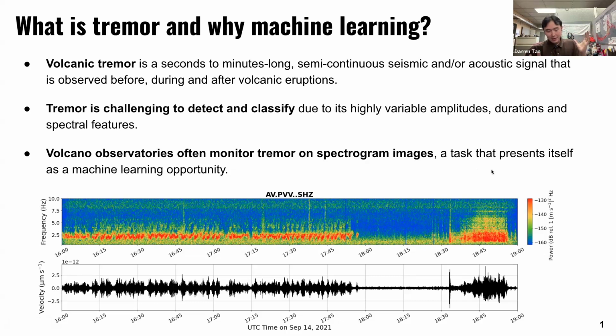So if you look at spectrograms, they're essentially images. So it really presents itself as a machine learning opportunity. You might go on Google, you want to search something, and you might get a CAPTCHA, and you're supposed to click parts of the picture that are a car or an airplane. So here, instead of classifying cars, airplanes, cats, or dogs, we're really classifying signal against noise.